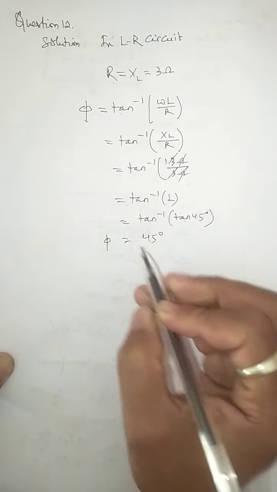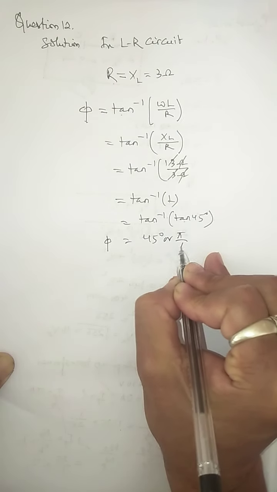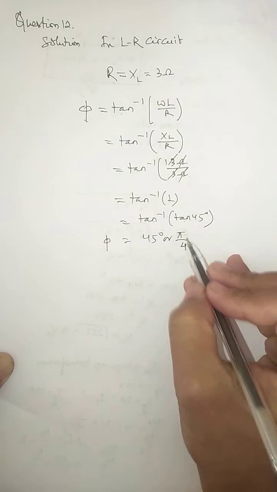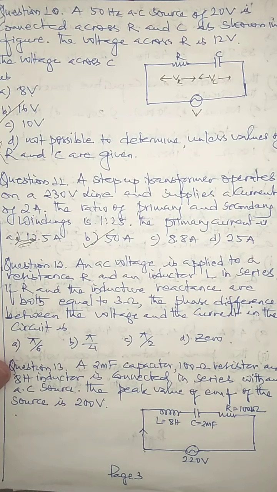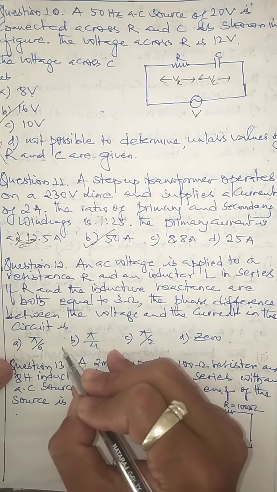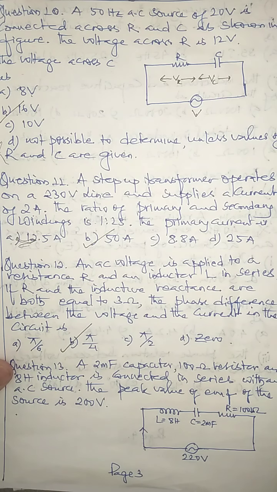So your phase angle is how much? 45 degree. And you know 45 degree can be written as pi by 4 also. So 45 degree or pi by 4. So you can see the correct option is option number B, that is pi by 4. So question number 12, the correct option is pi by 4. Now we will solve the other remaining questions, and you will learn them in the next YouTube video.